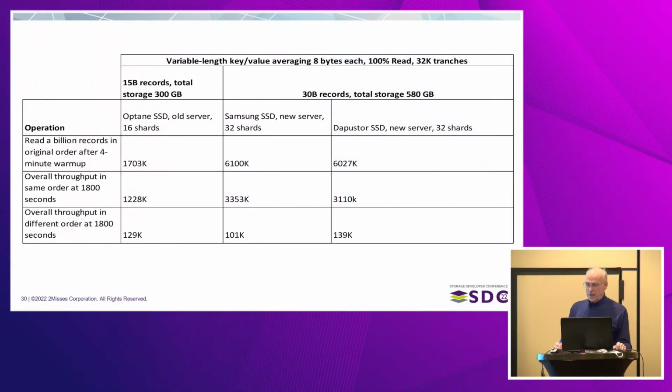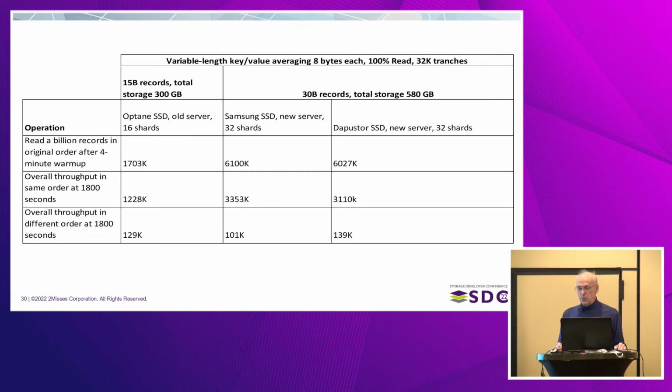Now, this here is for the 8-byte key and value, again, variable length, 100% read, and I used very big tranches, and I'll explain why that is. On the old server, I could only do 16 shards because I only have 32 hyper threads, so I couldn't just use them all up for this. It wouldn't work very well.